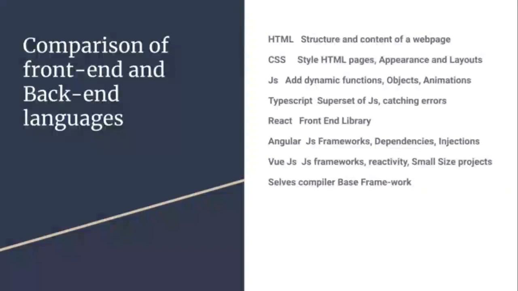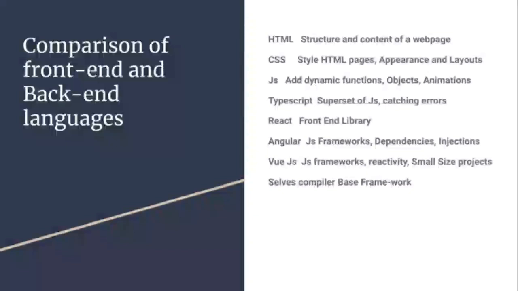Angular. Purpose: a comprehensive JavaScript framework for building large-scale web applications. Key features: components, directives, services, dependency injection. Use cases: enterprise applications, complex web projects, and applications requiring a robust framework. Vue.js. Purpose: a progressive JavaScript framework for building user interfaces. Key features: components, templates, reactivity. Use cases: smaller to medium-sized web applications, prototyping, and quick development.